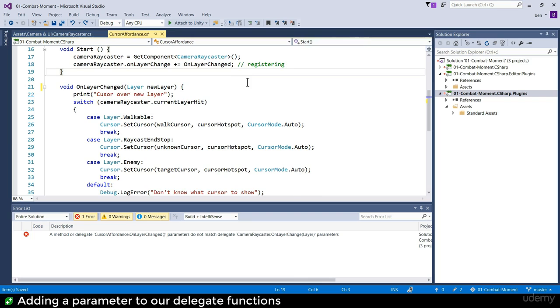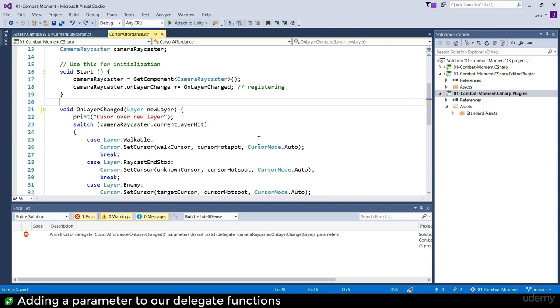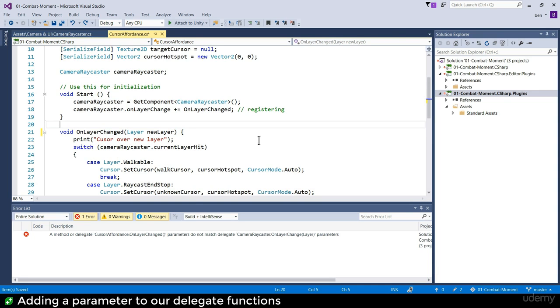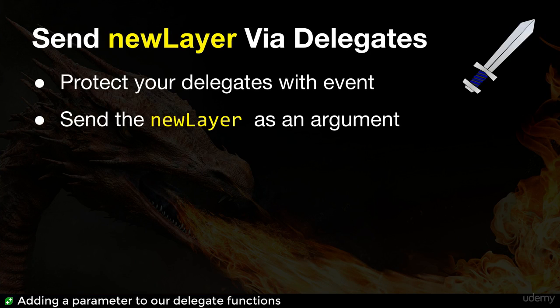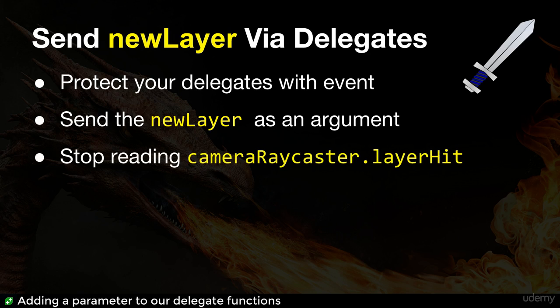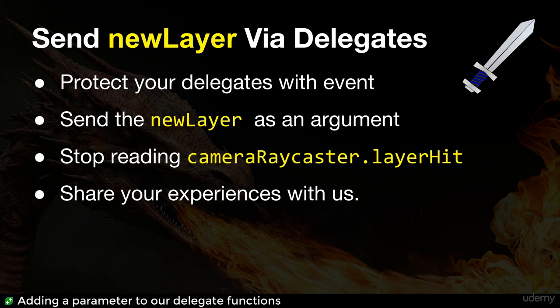Now we no longer need to. In fact, I'm going to let you finish this challenge because at this stage you may be glazing over. I caught you trying to fall asleep. So what I want you to do is brush yourself off, wake up, sit up in your chair and have a go at the challenge because I want you to finish this. Very, very simple end to it. Protect your delegates with event if you haven't already done that. Send the new layer as an argument. I've just started doing that, so if you weren't watching, you can go back now and recap on that last bit. And then finally, stop reading camera raycaster.layerHit. You'll find that you don't need that anymore with this argument coming in, and share your experience with us over in the forum of how all these delegates are going. Are they settling in your mind or just exploding your mind? How are you feeling about it? And I'll see you in a minute.